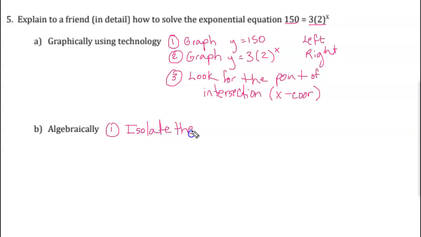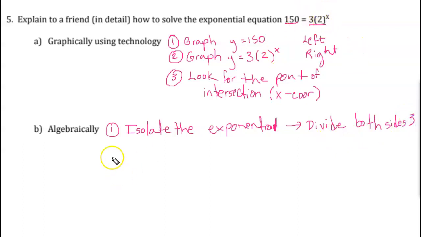Now, if I was going to do this algebraically, the first thing that I want to do is isolate the exponential. I can do that a couple of ways, depending on the problem, but that's always my first goal. All right. So when we look particularly at this one, if I'm going to get the exponential by itself, that means that I'm going to have to divide both sides by 3. That's what it's going to take to get the exponential by itself.